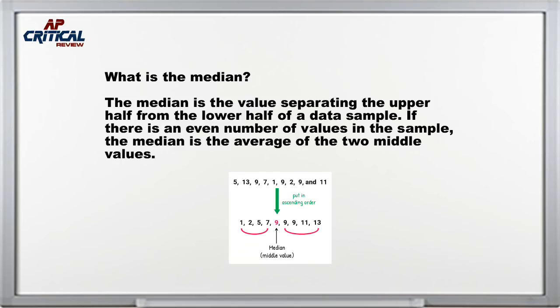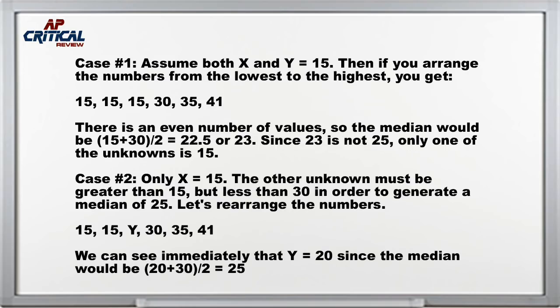So let's move on to discussing the median. The median is the value separating the upper half from the lower half of a data sample. So if you have a data sample, you just put the data in ascending order, split the upper half from the lower half, and the number that's in the middle is the median. If there's an even number of values in the sample, the median is just the average of the two middle values. Okay, so far we know that the mode is 15 and the median is 25.